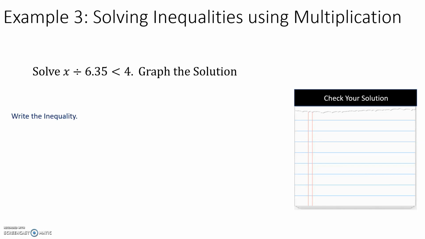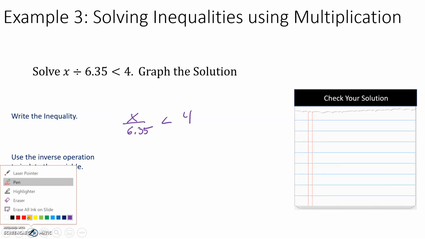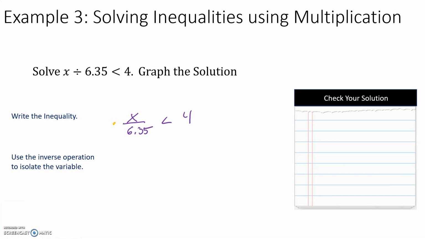All right, so step one, I'm going to write the inequality. So my inequality would be x divided by 6 and 35 hundredths less than 4. Okay, now I'm going to solve the inequality by using the inverse operation. So I'm going to multiply by 6 and 35 hundredths on both sides.